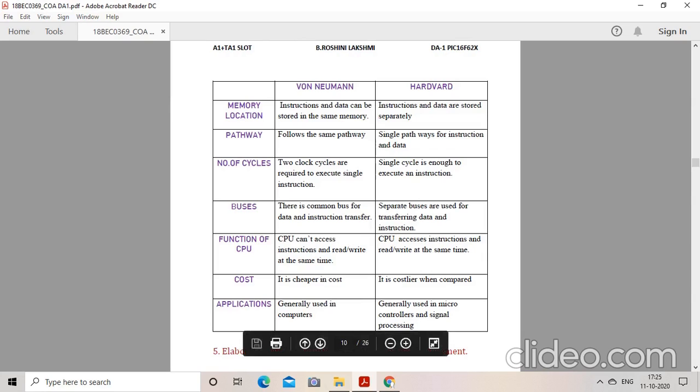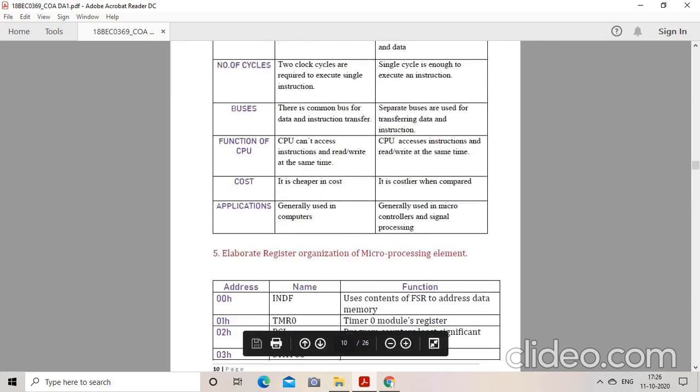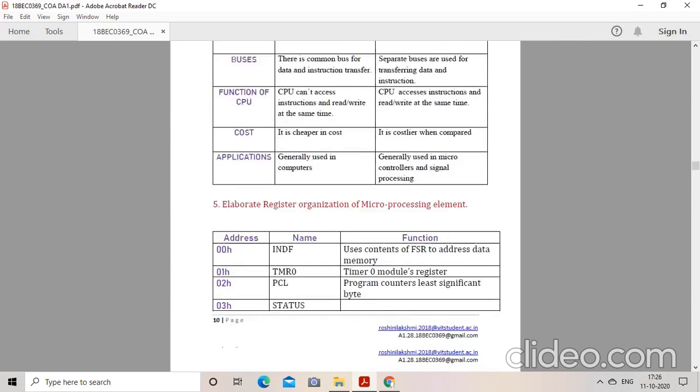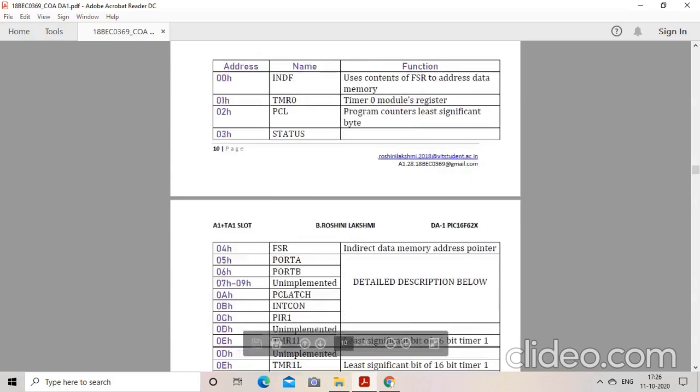And the fifth question is to elaborate the register organization of the microprocessing element. Here are the addresses of the registers, this is the name of the register, and this is the function of the register involved in the microprocessing element. And here are a few status registers.